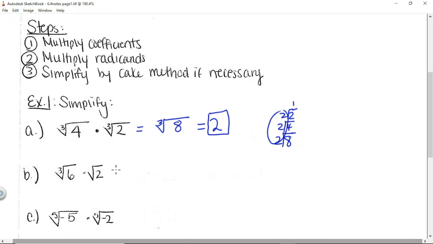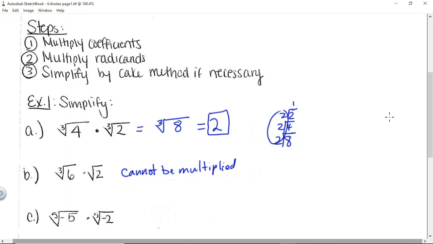Okay, look at this next one. They do not have the same index. See, this has an index of 3, and the second one has the index of 2. Remember, when the index is not written, then it's understood to be 2. So they don't have the same index, so they cannot be multiplied. So that is your answer. If you have any like that, just write down cannot be multiplied.